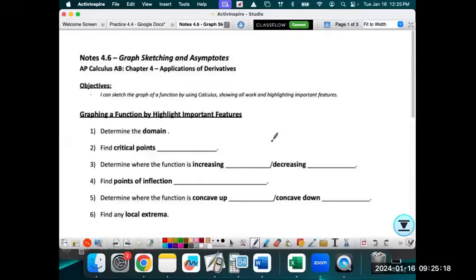In this set of notes, we are going to learn how to sketch functions using all the things that we've done in 4.2 to 4.5. So basically, sketching graphs using all the calculus that we've learned.